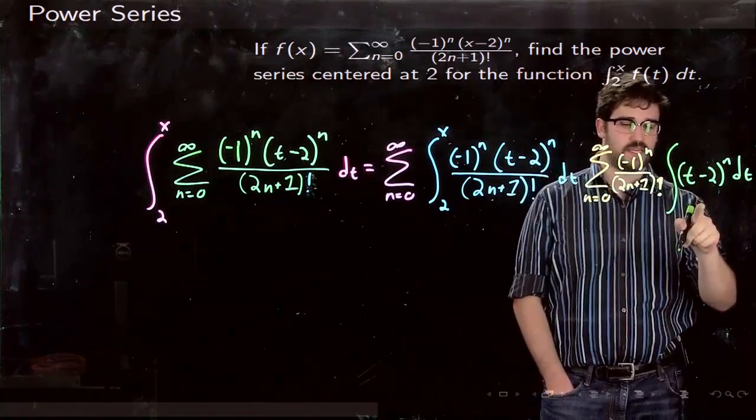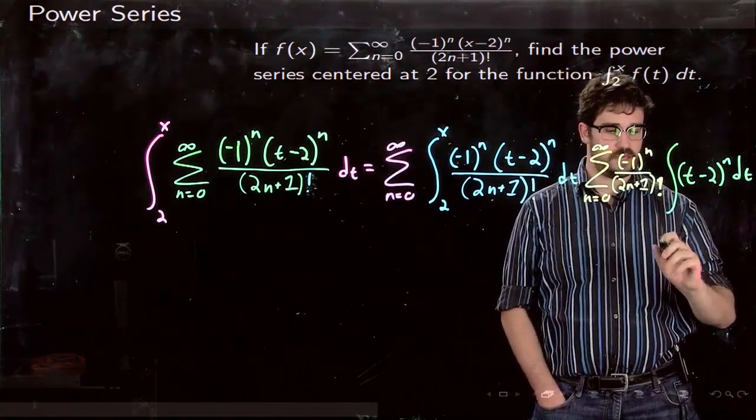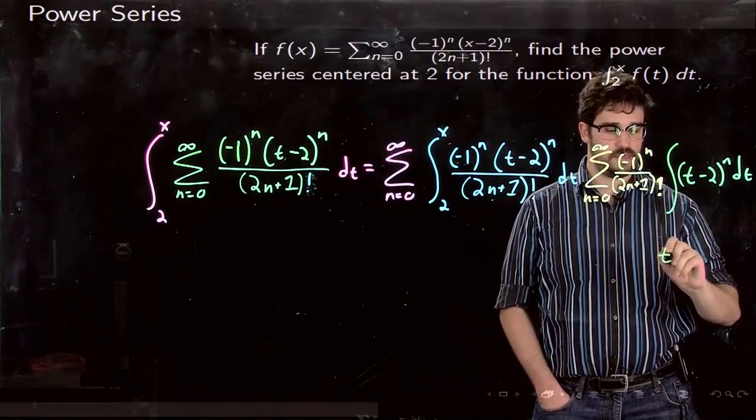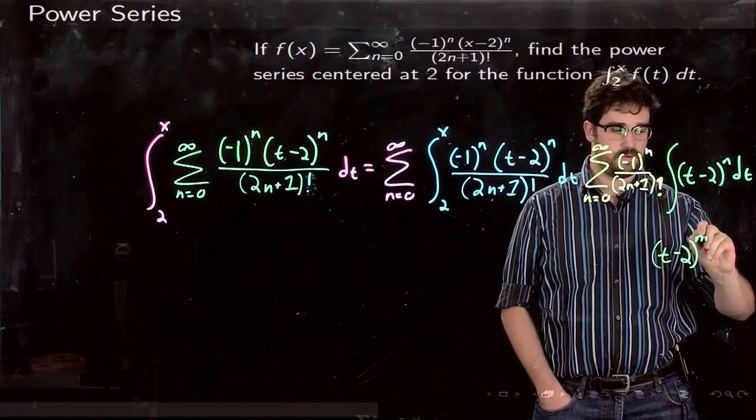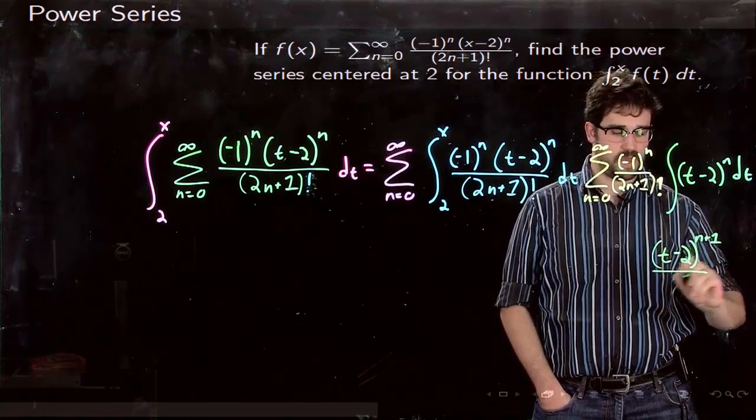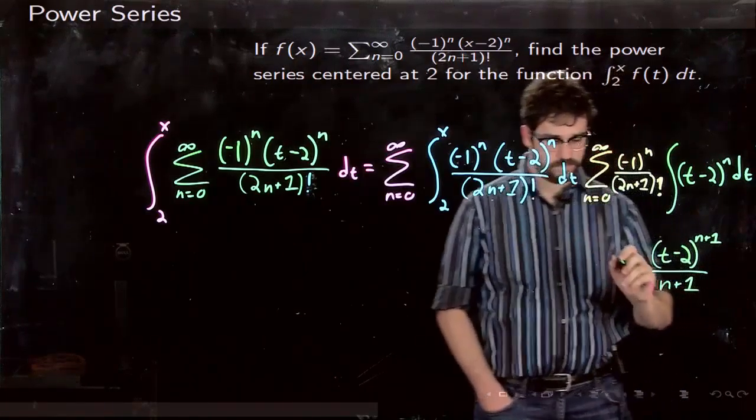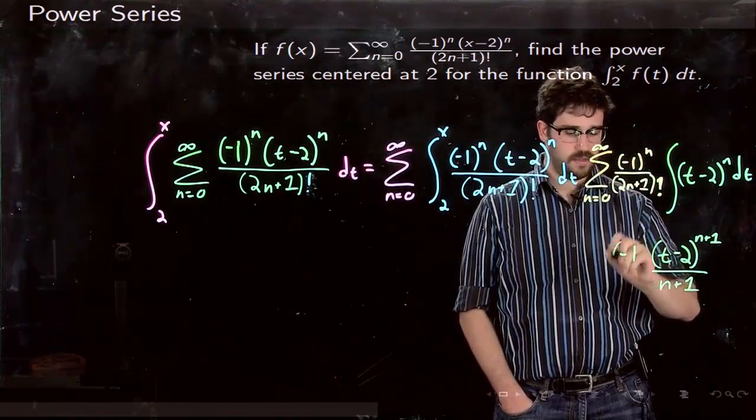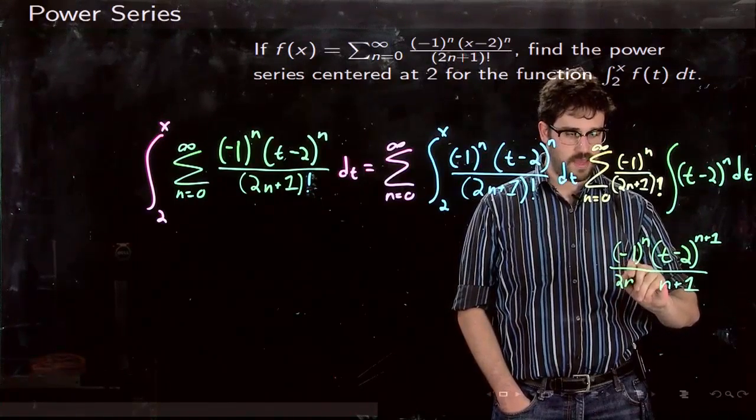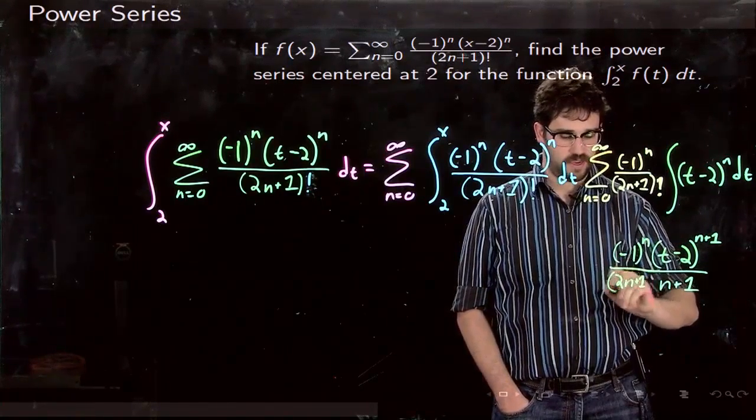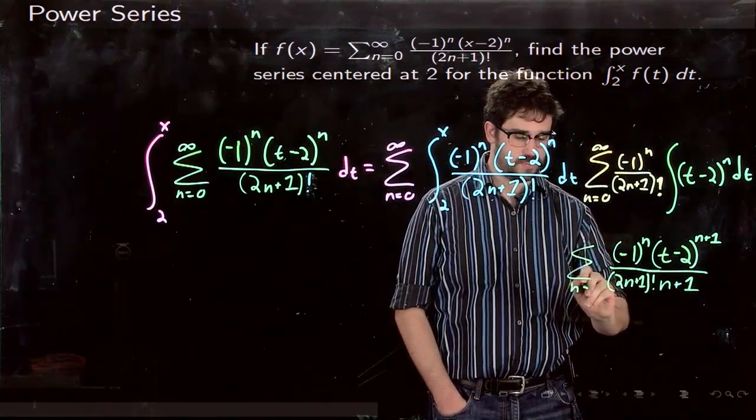Now, how do we do this integral? We just find the antiderivative, which would be our t minus 2 all to the n plus 1 divided by n plus 1. And then we add the remaining terms. So our -1 to the n over 2n plus 1 factorial. And we still have our sum from n equals 0 to infinity.